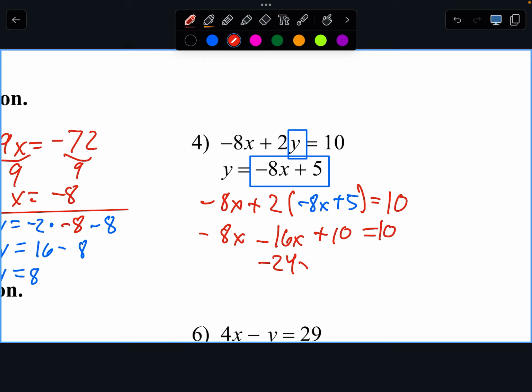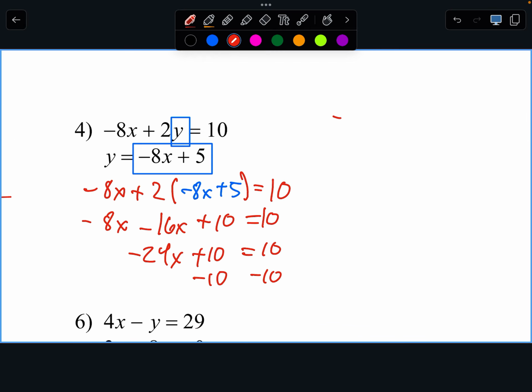This is negative 24x. Actually, let me show you. We subtract 10. You know what? Yeah, we'll combine like terms first. Negative 24x plus 10 equals 10. Two-step equation. Minus 10. What we end up with is negative 24x equals 0. A lot of students get confused by this. This is just saying negative 24 times something equals 0. So what does that something have to be? 0. X equals 0. Okay.